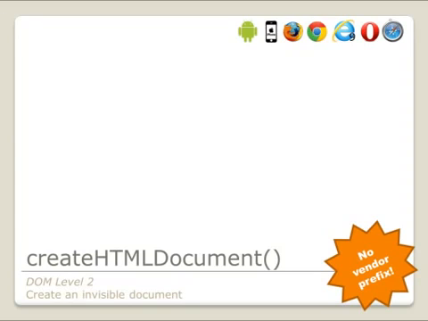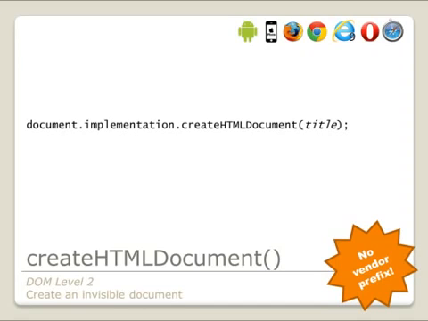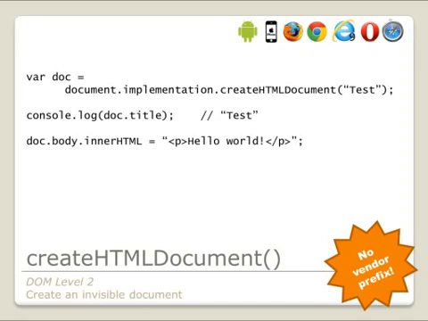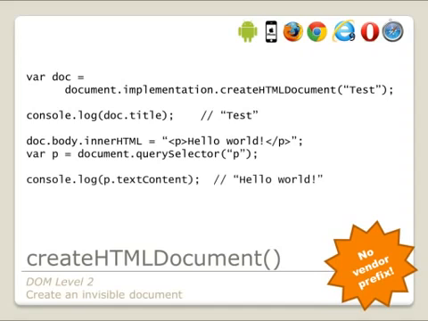The next DOM extension is actually from DOM level 2, and it's called Create HTML Document. This creates an invisible HTML document in the page. The syntax is document.implementation.createHTMLDocument, and you pass in the title of that document. Now what you get back is a full-fledged HTML document that acts just like the document object. So you can create a new document and get its title just like you could with a regular document. You can set inner HTML on the body. The body is automatically added for you. You can use query selector or any other DOM methods that you want. Get your text content back.